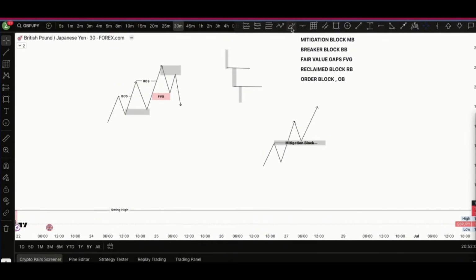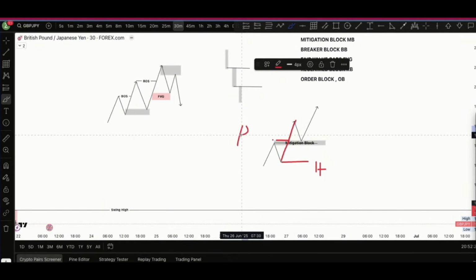So assuming smart money entered their buy here, and now another smart money, or a bank, let's say a hedge fund, entered their buy here, and now they are expecting it to go and break structure. But another bank realized that the market cannot go to the top, so they are also trying to sell here.